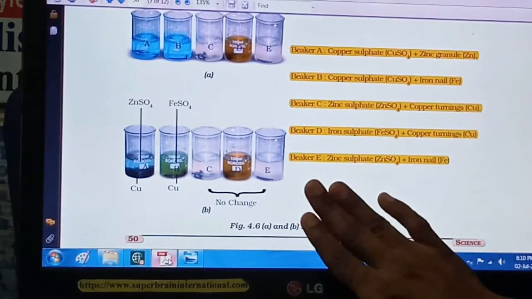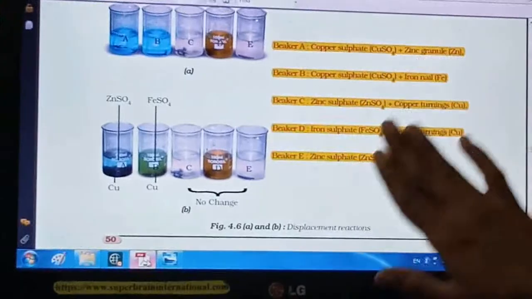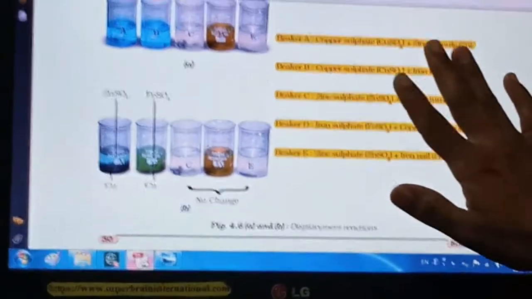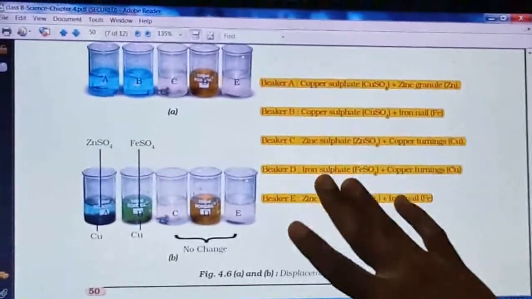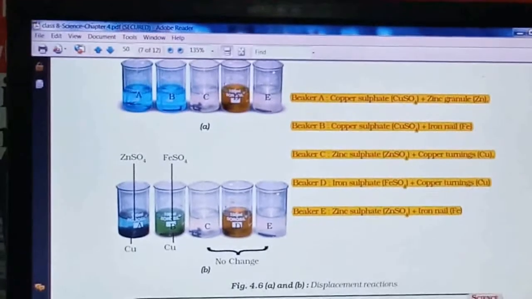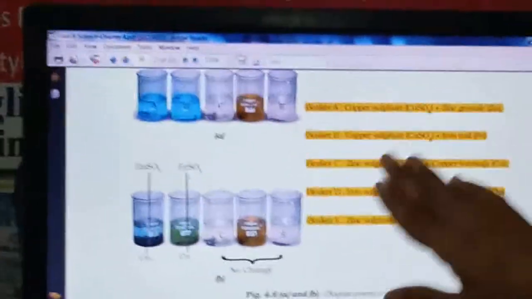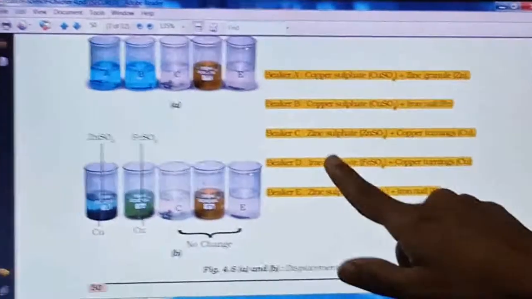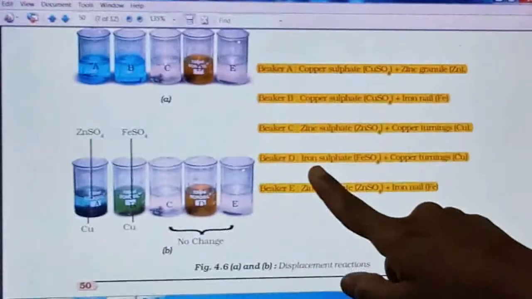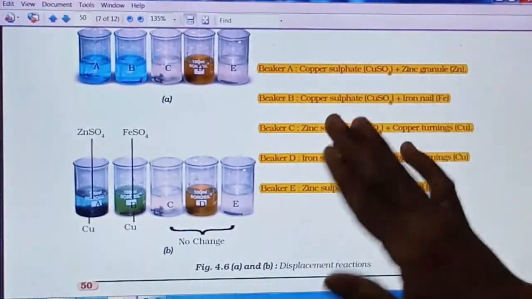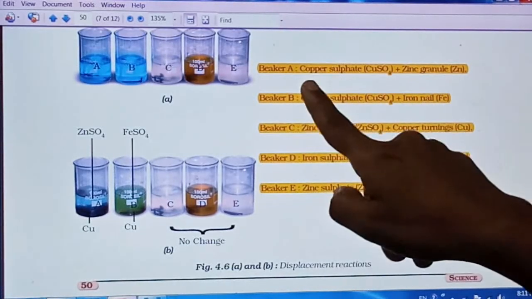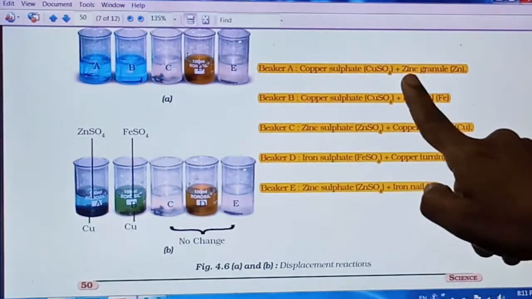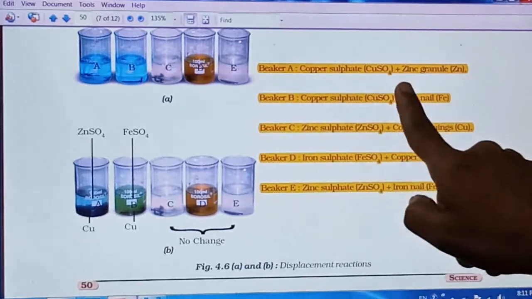Now see here, wherever zinc is there, it can replace the copper or the iron. But as copper is on the lower side, it cannot replace the zinc or the iron. Iron can replace the copper, but iron cannot replace the zinc. Now see here, copper sulfate plus zinc is there. Here you have to compare the copper and zinc. Which is the stronger among these two?